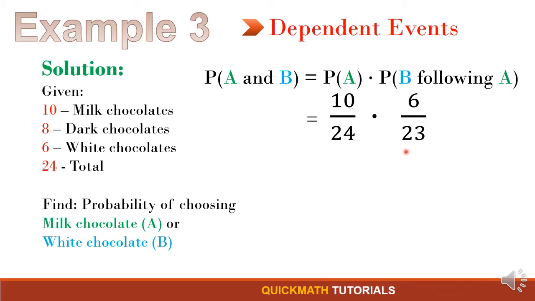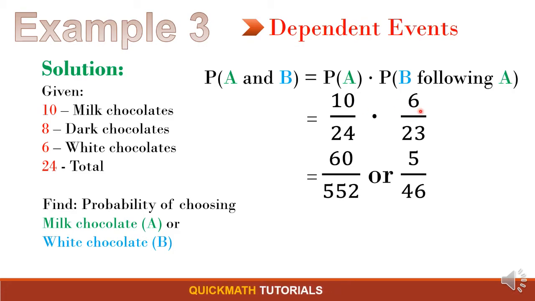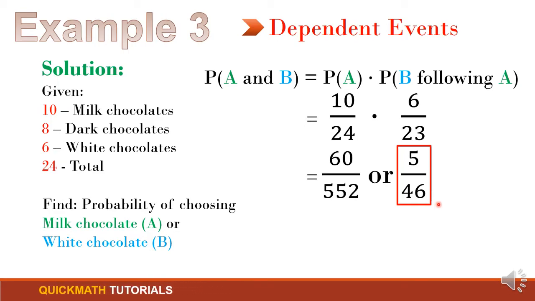Now, let's multiply. 10 times 6 is 60. 24 times 23 equals 552. Or in lowest terms, we will divide both by 12. We have 5 over 46. Therefore, the probability of choosing a milk chocolate and then a white chocolate is 5 over 46.